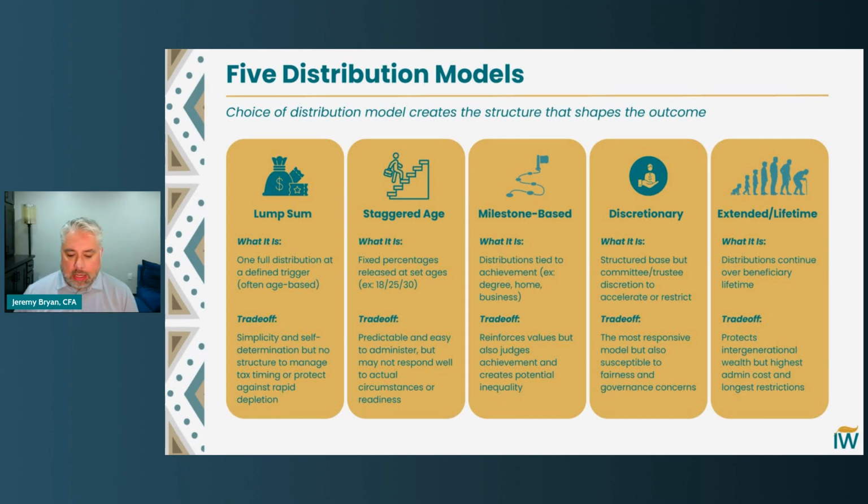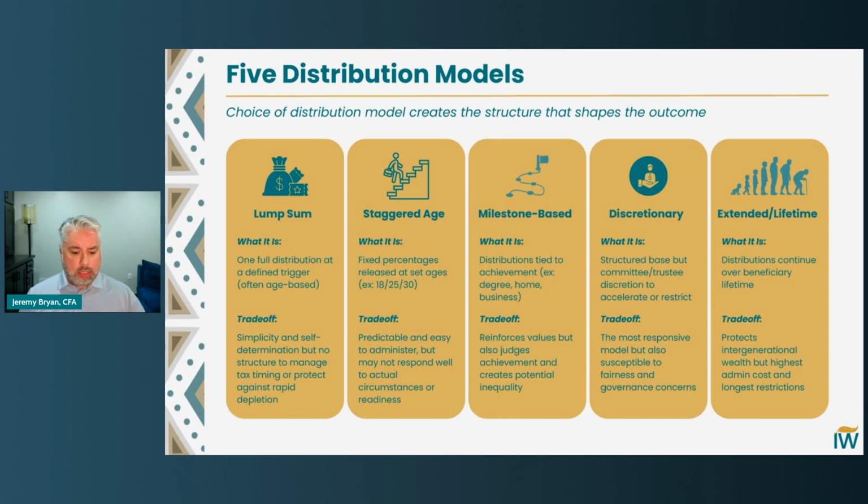But the other side, again, may not be responsive to actual circumstances or readiness. The things that you want to do at 18 versus 21 versus 25 can be very different depending on who you talk to, right? Some people are extremely emotionally mature and extremely financially mature at 18. Some are much later down the road. And so you may not have that readiness, and just having staggered ages, again, is a trade-off component.